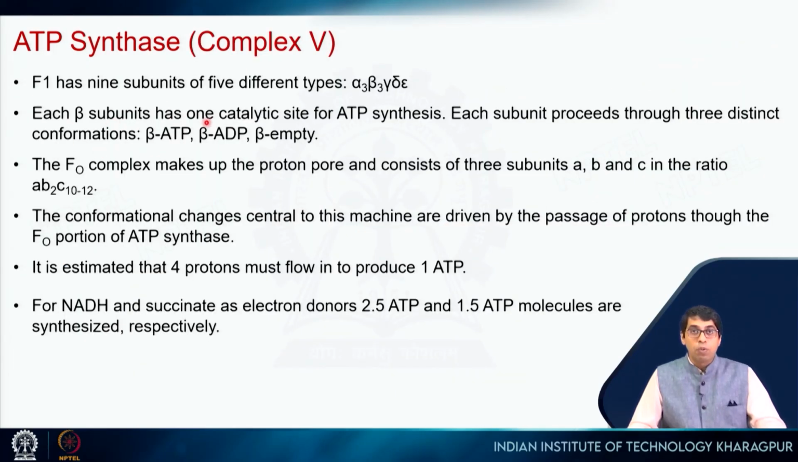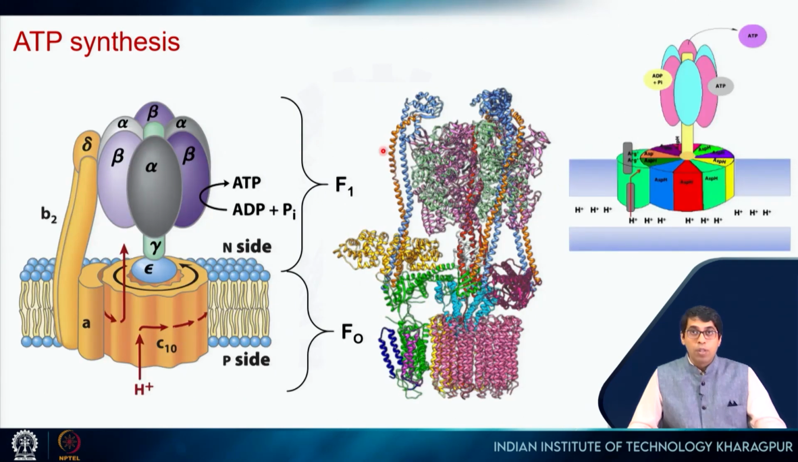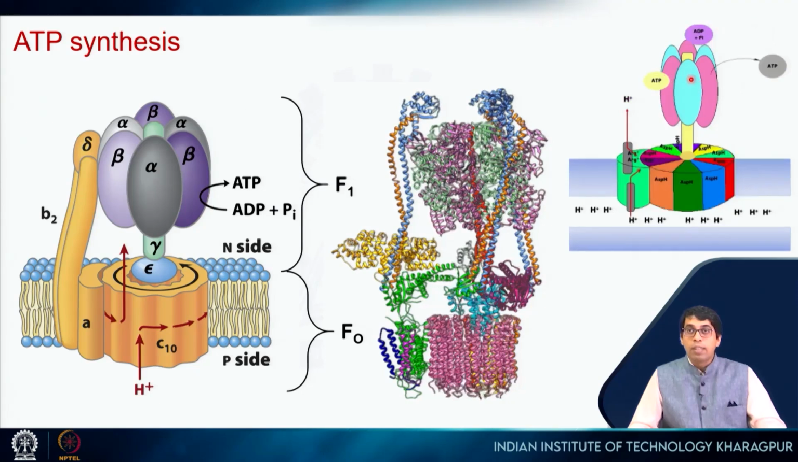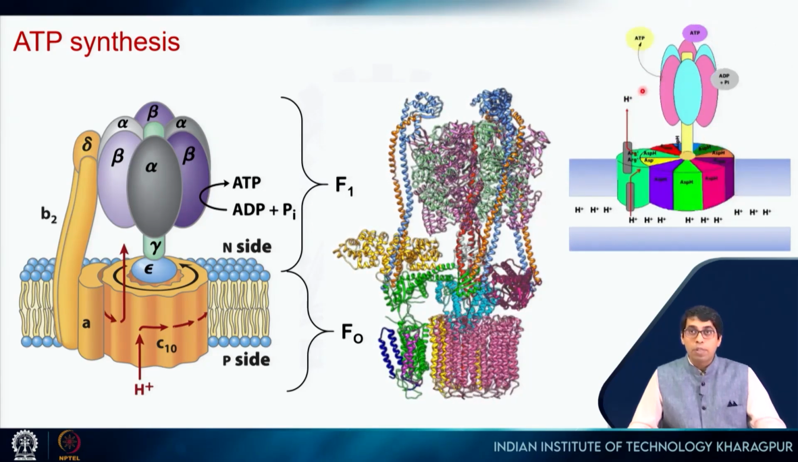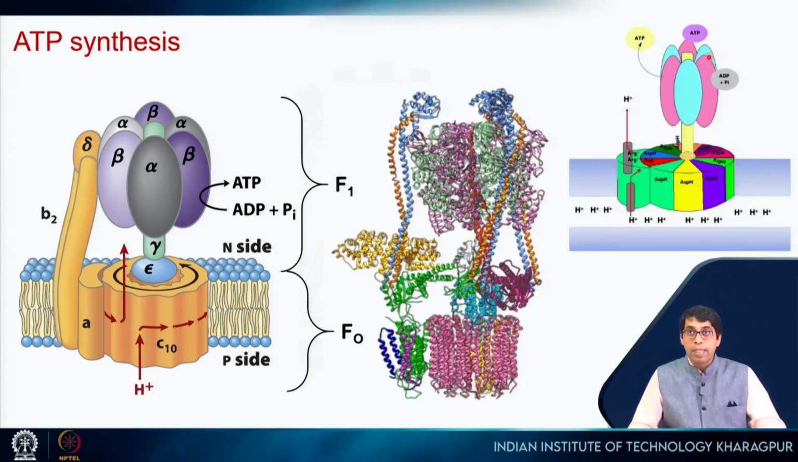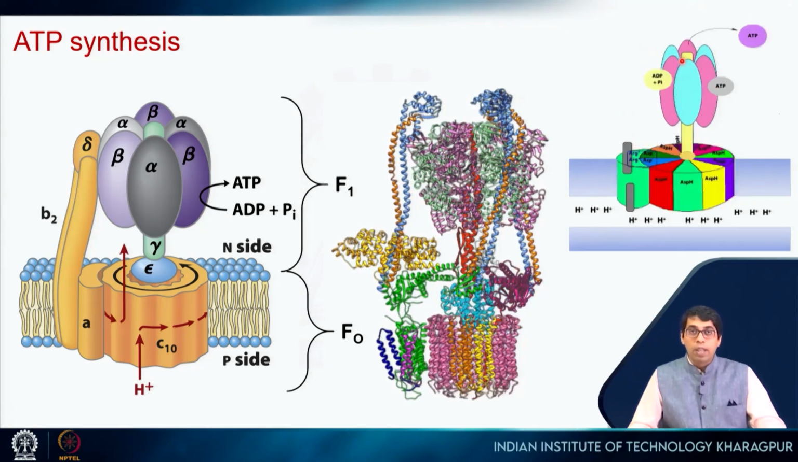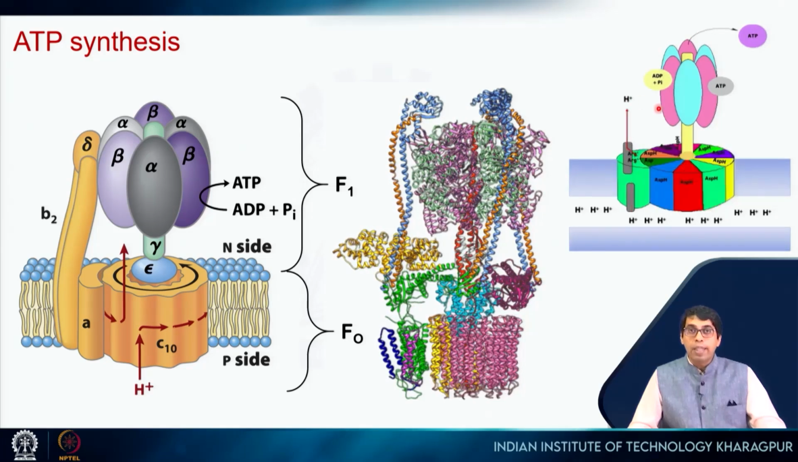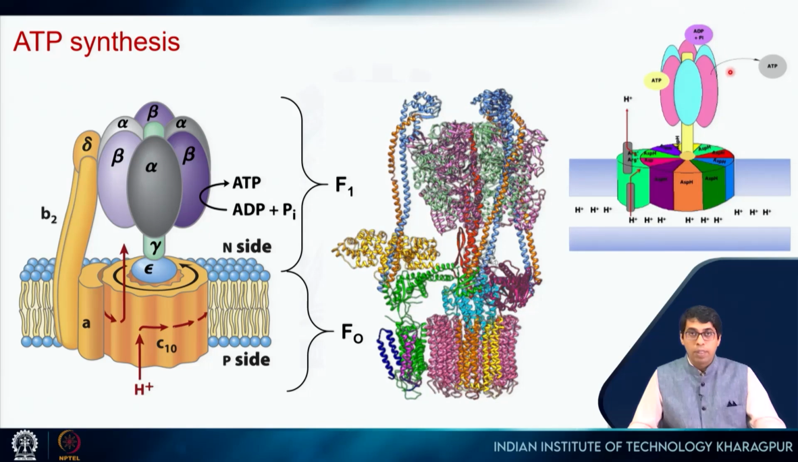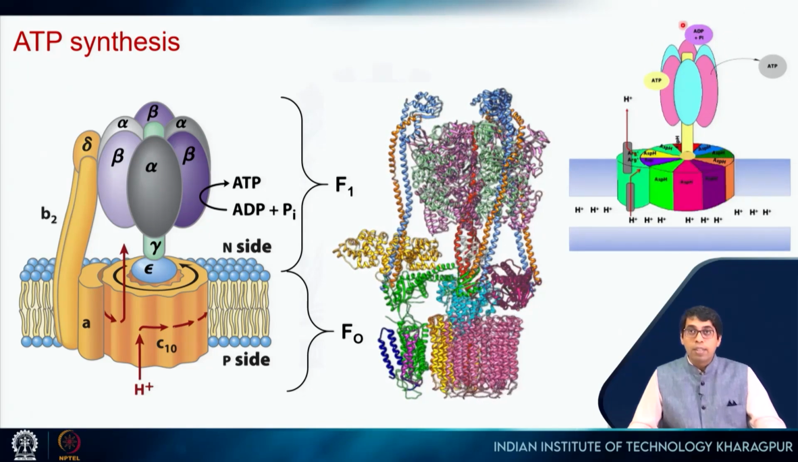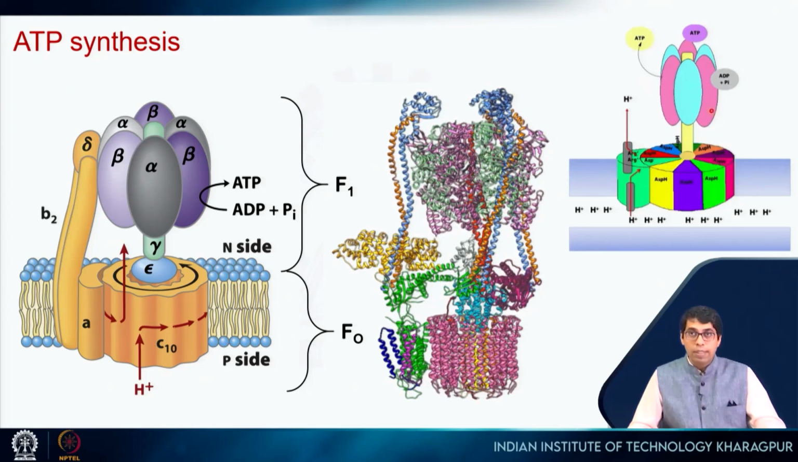Each beta subunit has one catalytic site for ATP synthesis. Each subunit proceeds through 3 distinct conformations: beta ATP, beta ADP and beta empty. So, you can see that when this rotates, these 3 subunits have 3 different conformations. One conformation binds ATP, one binds ADP and the other one is empty, and by rotation they will bind ADP, catalyze the formation of ATP and then release that ATP. So, this rotation results in conversion of these 3 conformations and drives the reaction.